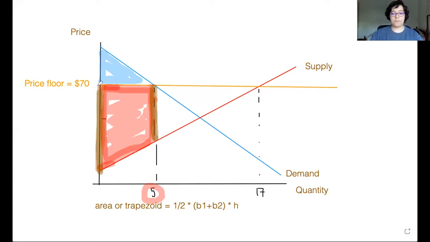So our base 1, let's say this is our base 1 right here, is going to be from the price floor here down to the intersect of the supply curve on the y-axis. So I didn't include the other numbers here. Up here is 100, and then down here is 26. So this right here is going to be 70 minus 26, which is going to give us our base 1.